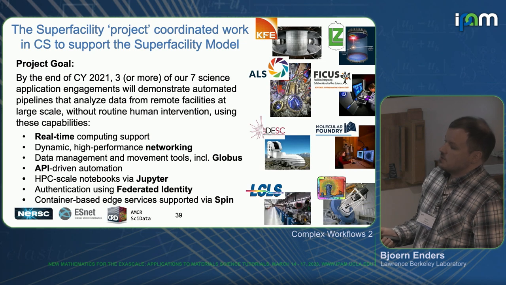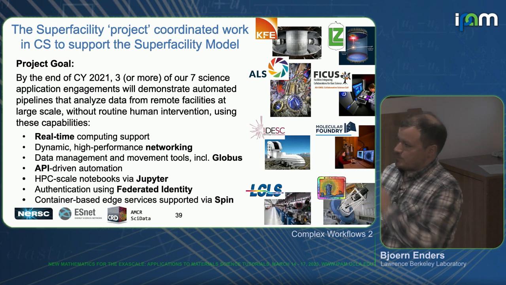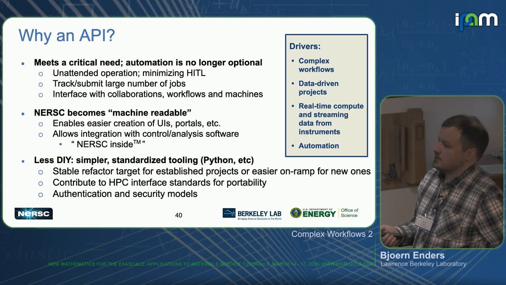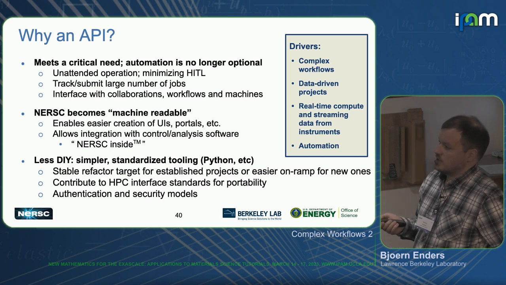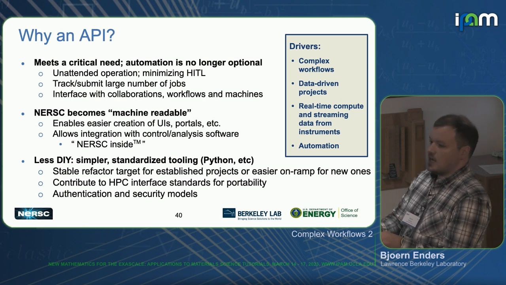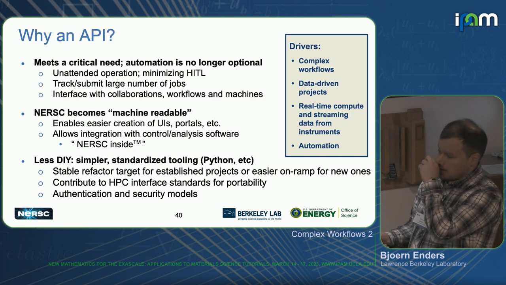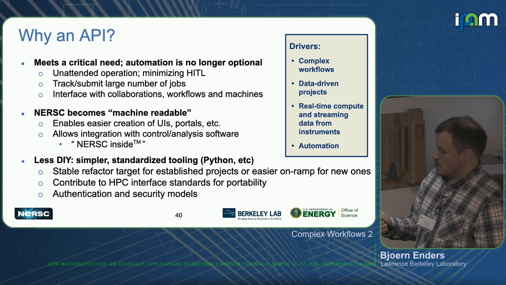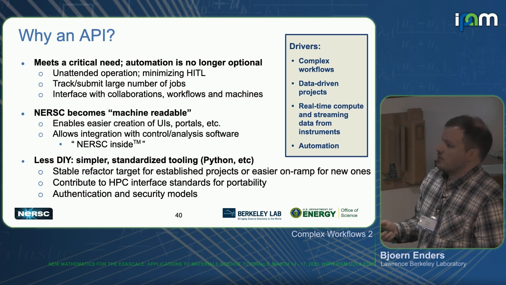The capabilities that they used that I want to highlight here is real-time computing support, which we do, the Globus data movement, but also API-driven automation. And the reason you want to have an API is that it meets a very critical need. If you live at that beamline, the data set is there, and you don't want to log into NERSC and click execute a shell script that analyzes the data. So you need some form of automation, and you want to minimize the human in the loop. And that's really what you need an API for.